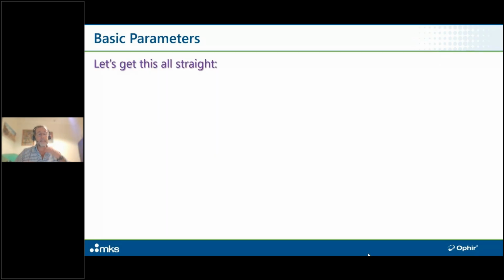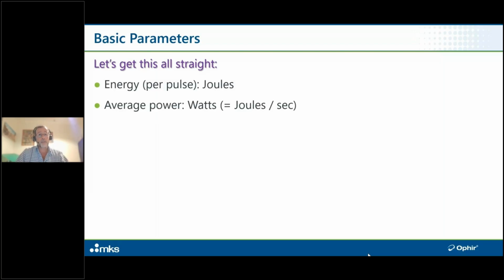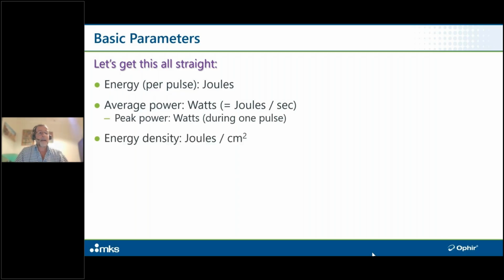So let's put all this together. As I said already, I think at least twice, you'd be surprised at how often just this one slide can help a great deal in getting a good handle on what's going on. So again, we have energy per pulse, measured in joules. We have average power, joules per second or watts. We also have peak power, instantaneous power, which is also joules per second, but instantaneous, not the same thing. We also have energy density, joules per square centimeter, or per unit area incident on the surface that I'm interested in.